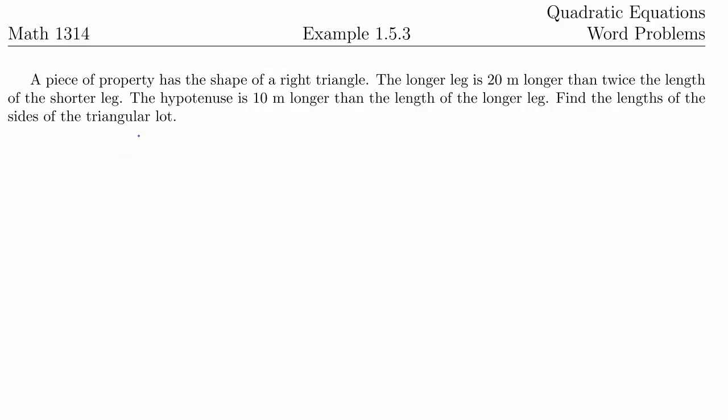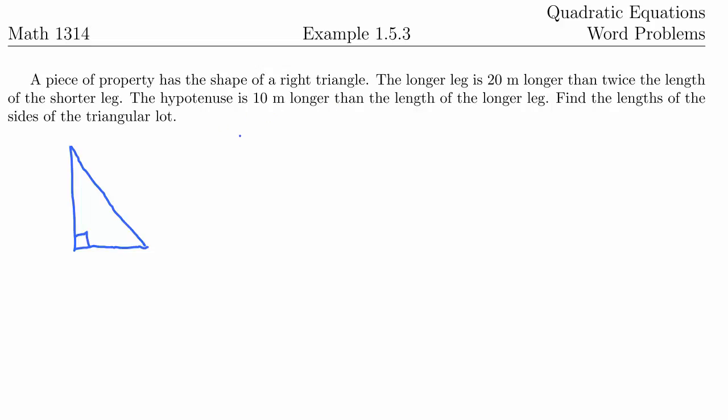What we need to do now is go back to the beginning. The beginning says a piece of property has the shape of a right triangle. Because it says it's a right triangle, I'm going to draw a right triangle. There you go. You know it's right because I put that right angle symbol there. The longer leg is 20 meters longer than twice the length of the shorter leg.